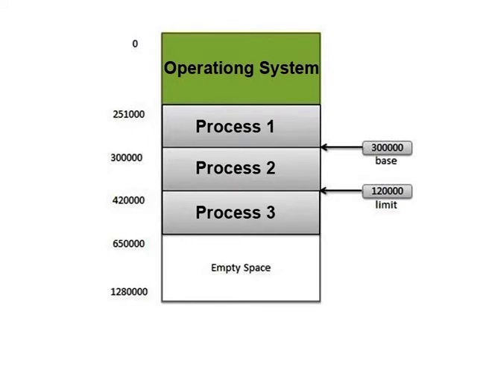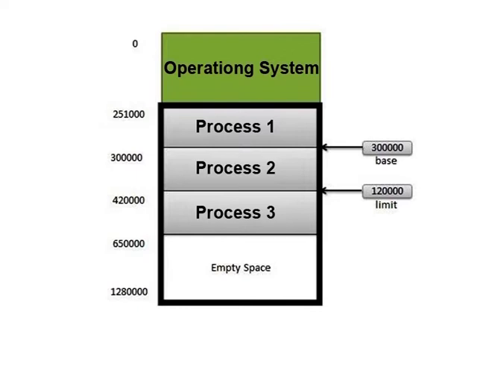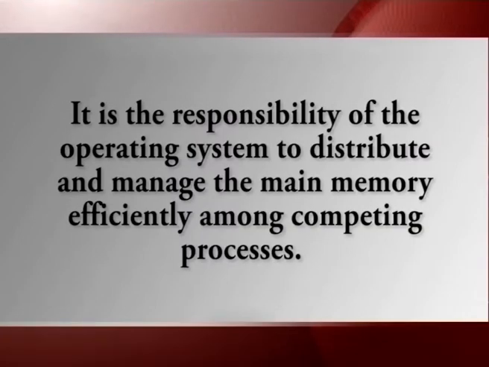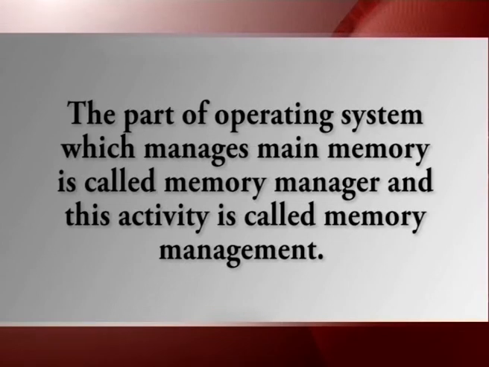One portion of the main memory is always occupied by the resident portion of the operating system, as shown in the figure. The remaining part of main memory is shared among all the running processes. It is the responsibility of the operating system to distribute and manage the main memory efficiently among competing processes. The part of the operating system which manages main memory is called the memory manager, and this activity is called memory management.